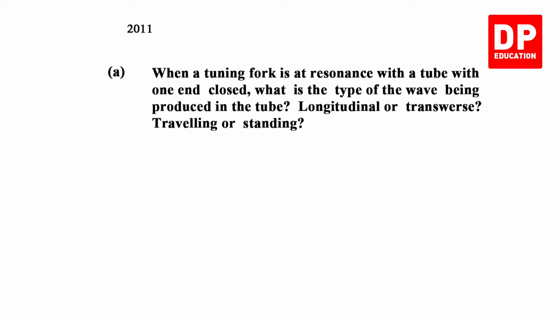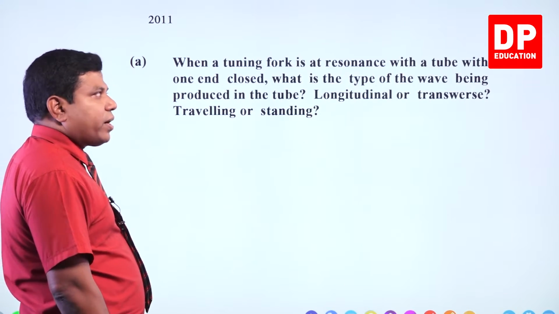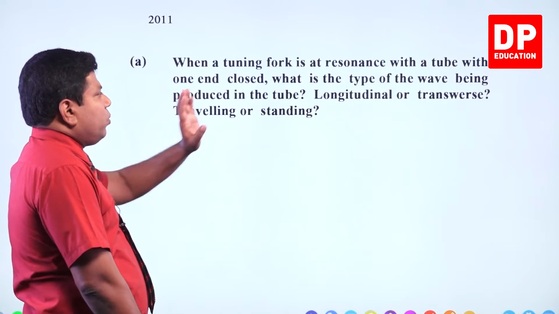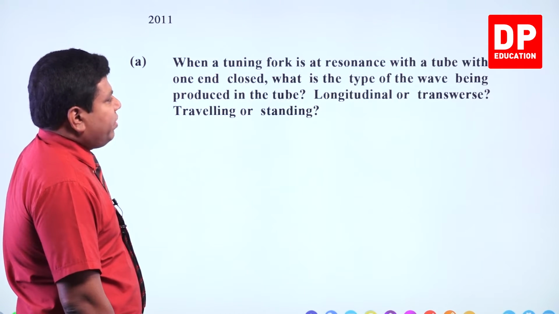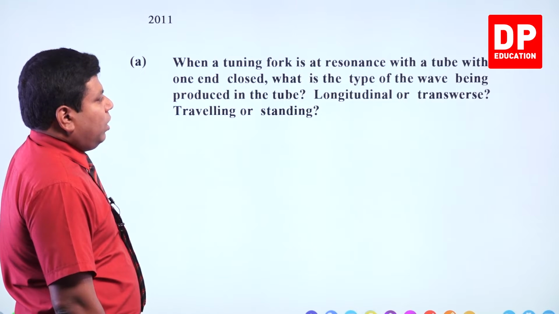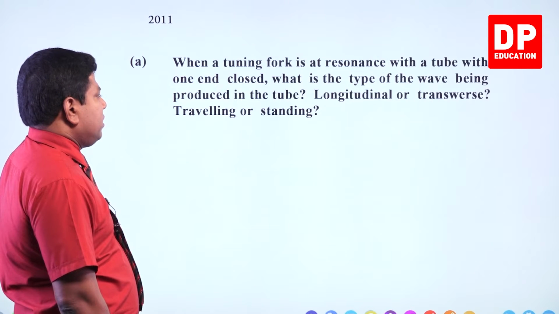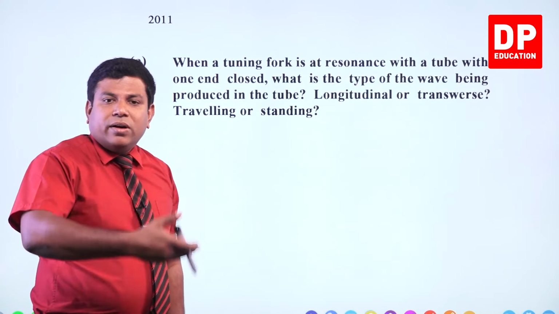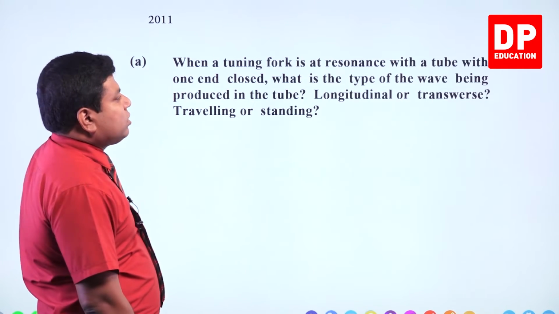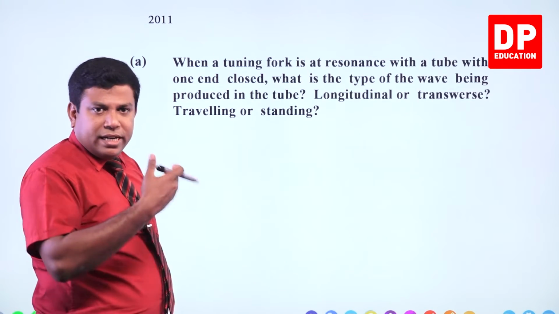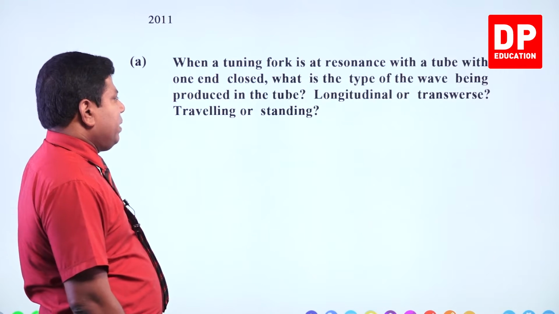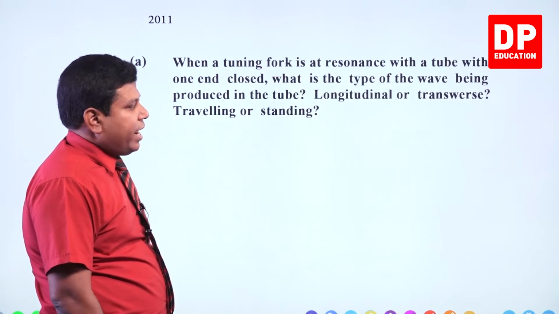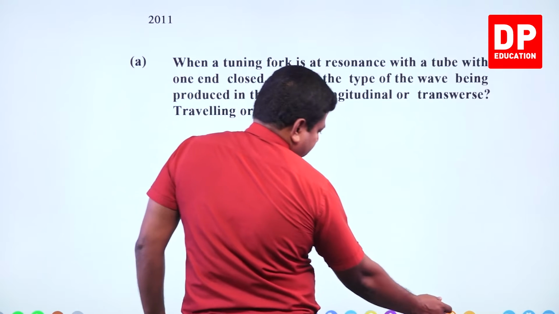First one I have taken from 2011. When a tuning fork is at resonance with a tube with one end closed, what is the type of the wave being produced in the tube? Longitudinal or transverse, traveling or standing? So you know the air molecules or the particles vibrate in a longitudinal wave, and what we get is a standing wave as well, right? Longitudinal and standing wave.